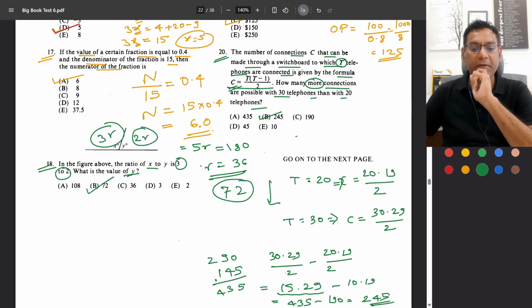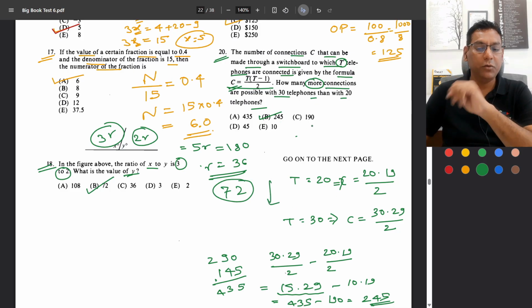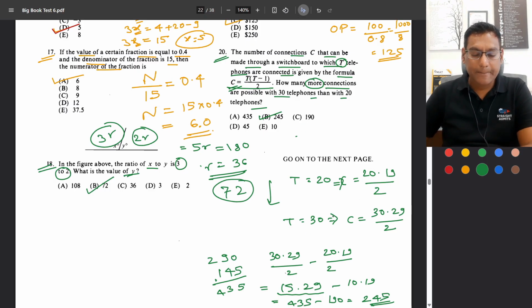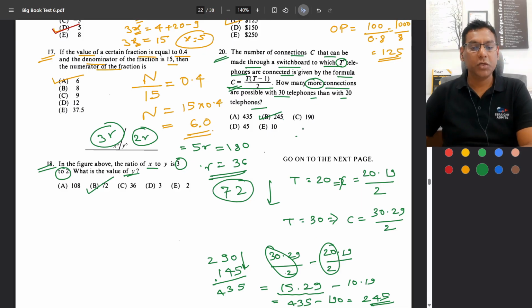Let me just verify this again so that we don't fall into any silly mistake. Okay, this is correct. This is 15, this is 10, this is 190. 15 into 29 is this. This looks good. So the answer is choice B.